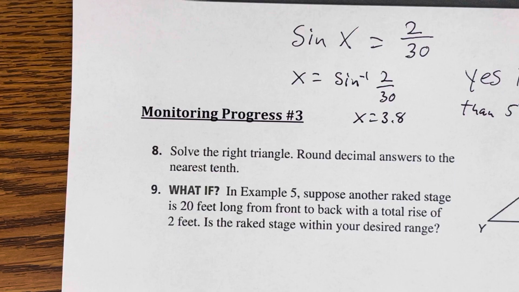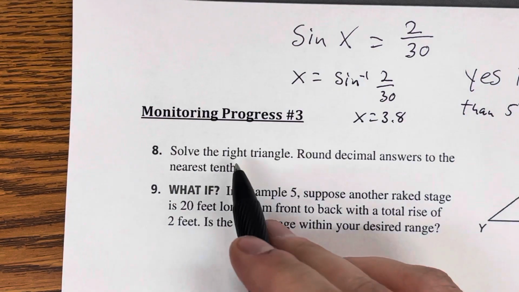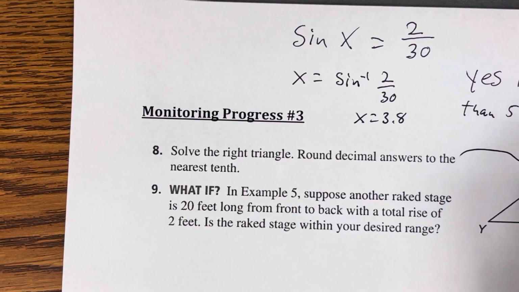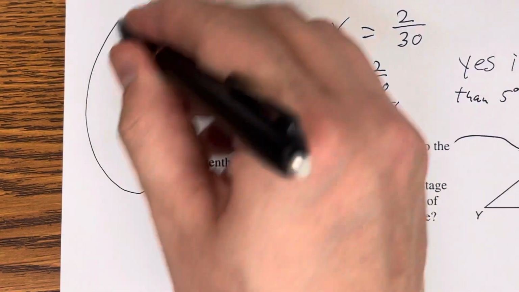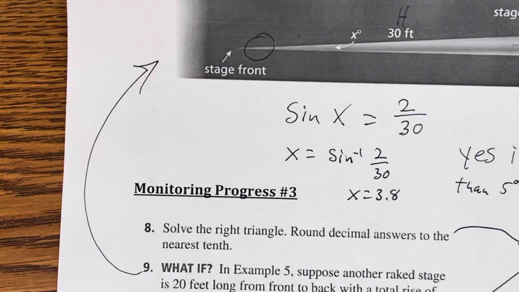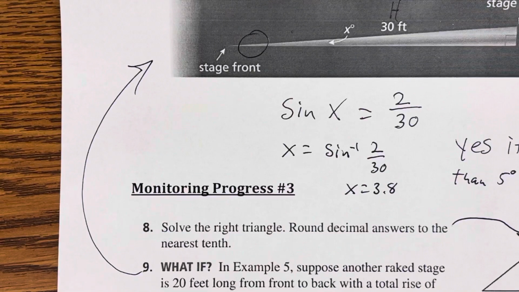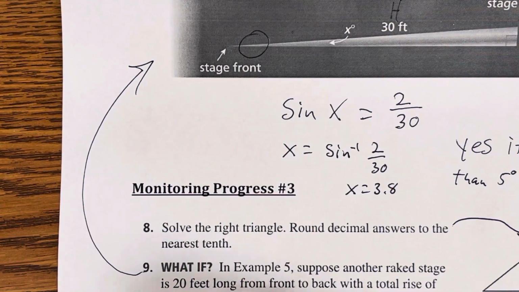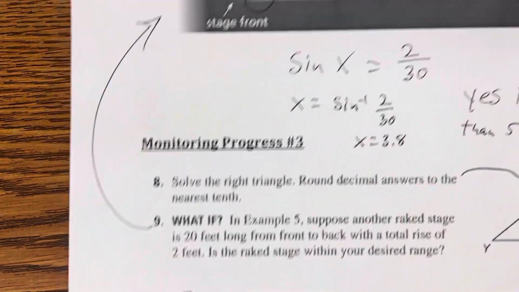Okay. So for these next two, these are a You Try. Let's see here. Number 8 is to solve this here. So do that first. Number 9 goes with here. This wasn't really printed off extremely well. So I'm going to do number 9 first. Okay, number 9 says, in example 5, suppose another raked stage is built that has a total length of 20. So in this case, my diagram looks something like this.